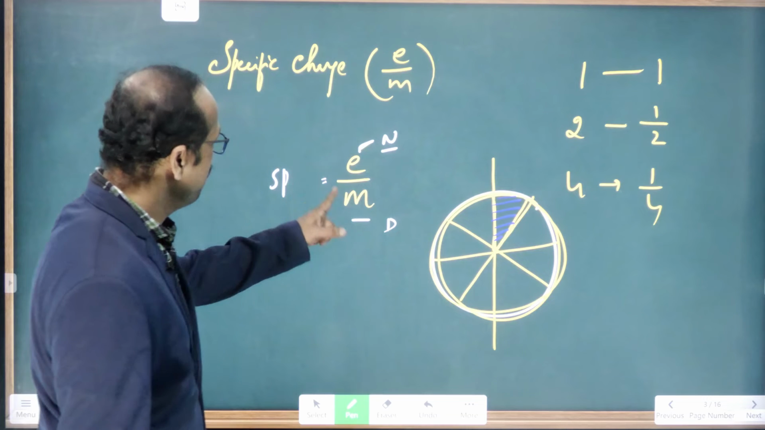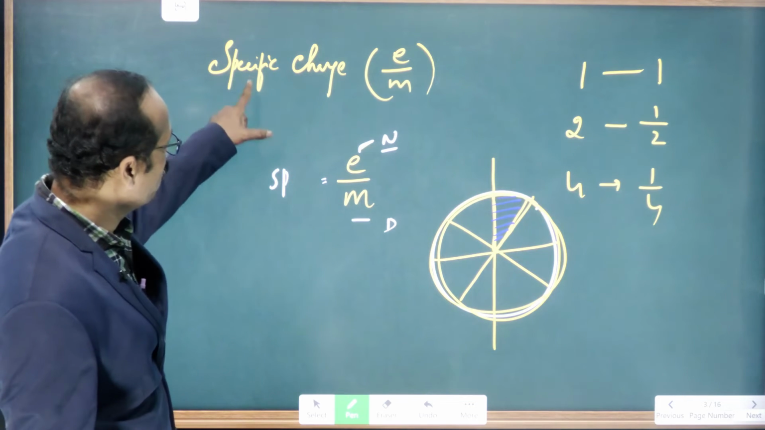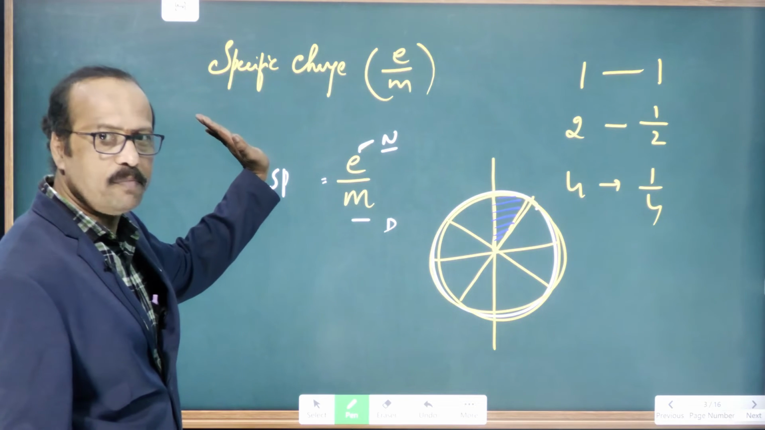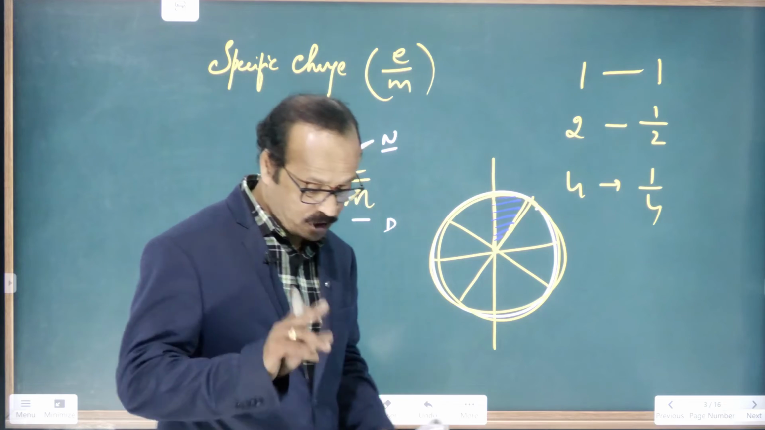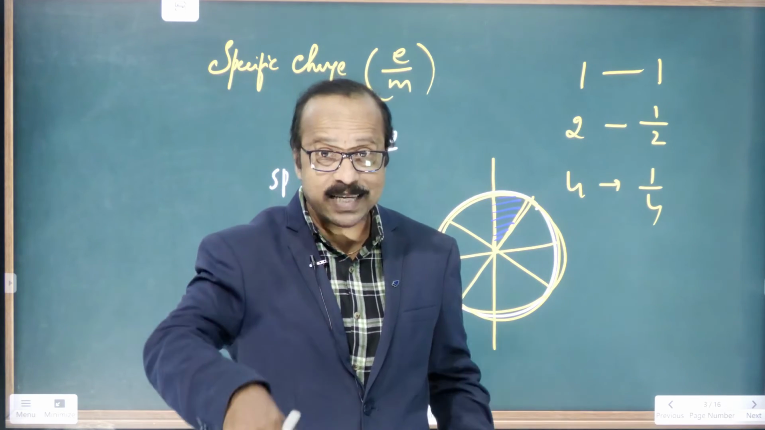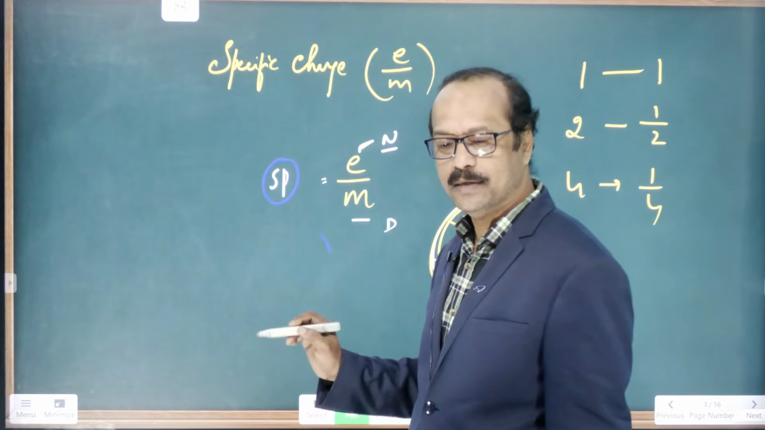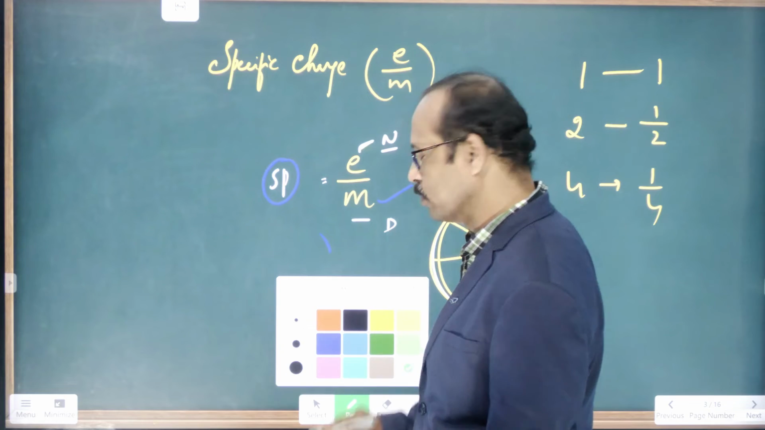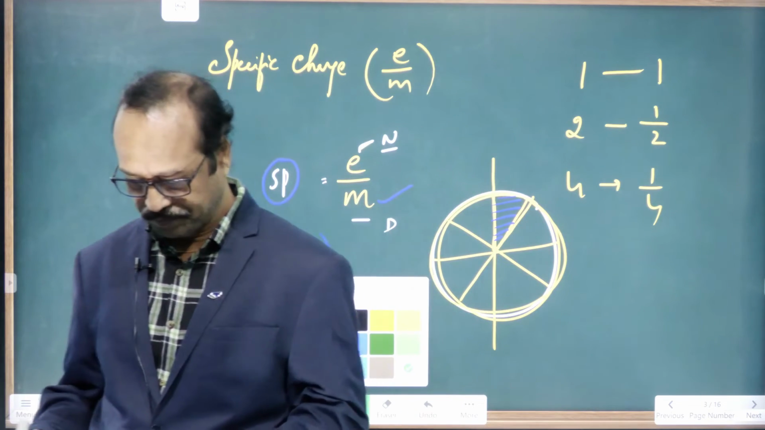So, generally, when it is in the denominator, what happens? If the denominator decreases, then the main subject increases. If the denominator increases, the main subject decreases. So, what is our question here? The specific charge for the positive rays is much less. Why is this less? Because the denominator is more. Okay. Is this clear to you? So, in that way you need to understand.